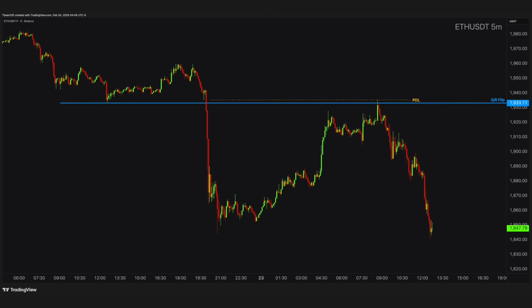So when we zoom out and look at the big picture, what we have on the higher time frame is multiple imbalances combined with multiple swing failure patterns stacking together. And on the lower time frames, we can clearly see a strong and significant SR flip aligns perfectly with the previous day's low.